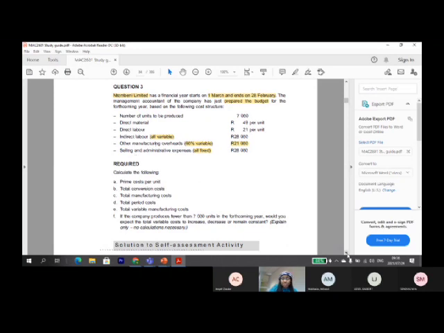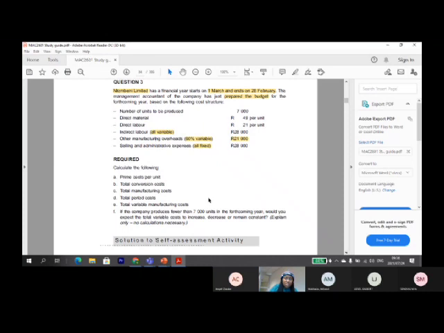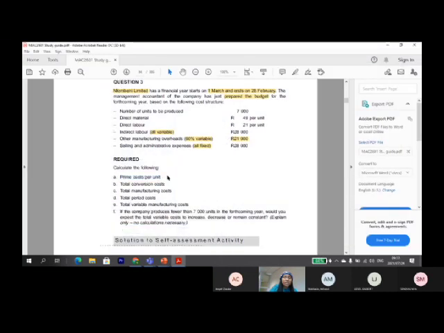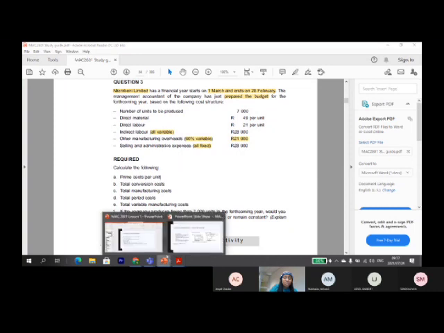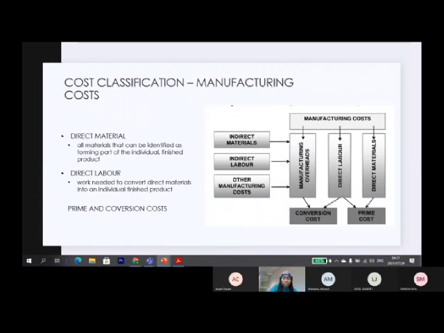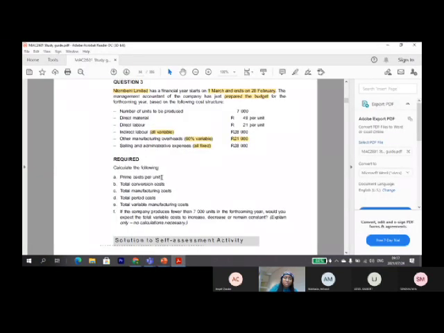is it fixed or variable? Anyway, moving along. Within this, they ask you to calculate your prime cost per unit. And we said prime cost is what? Prime cost is your direct labor plus your direct material. That's your prime cost. So they're asking you there to calculate your prime cost per unit.